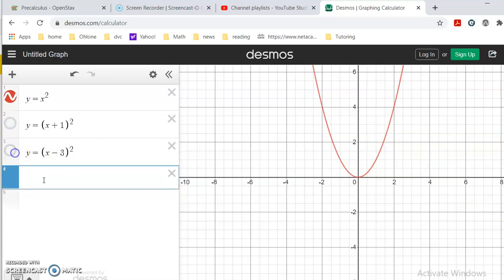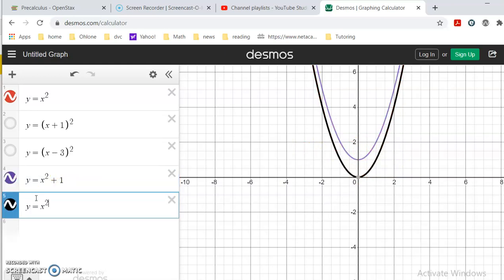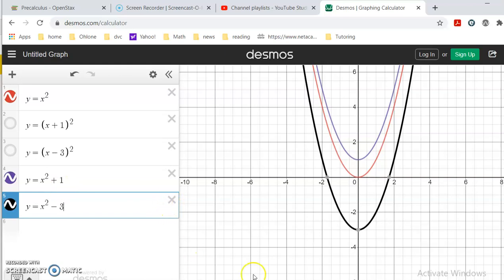Okay, so let's do this. And then what about if I just do x squared and then I plus 1? And you will see that the purple one is just adding 1 outside. It's the whole graph moving up 1. And if I do x squared minus 3, it moves down. So adding a number outside or inside corresponds to what we call a transformation of shifting the function.